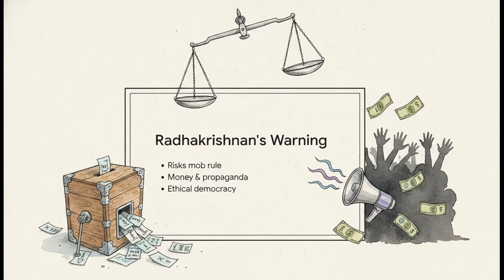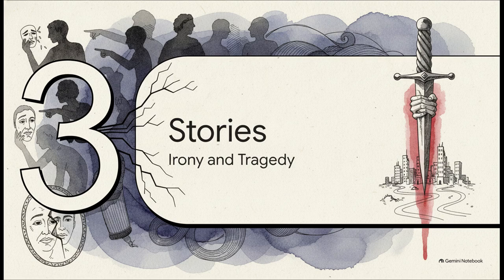Now, moving from personal character to bigger societal structures, Dr. S. Radhakrishnan offers a pretty stark critique of what he calls the lottery of the ballot box. His text warns that pure political mechanics, just counting heads, can really easily degenerate into mob rule. It makes a system highly susceptible to money and propaganda. He argues that without moral discipline and a genuine pursuit of intellectual excellence, democracy essentially fails its ultimate purpose, which is protecting human dignity. That brings us to Section 3, Stories of Irony and Tragedy.